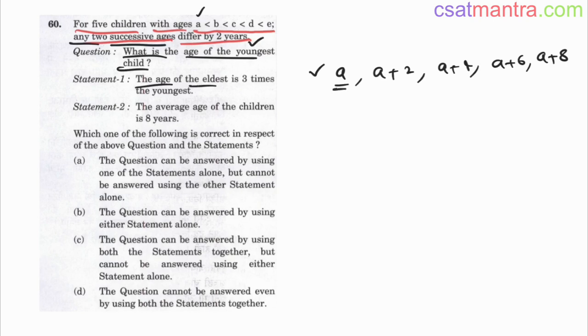The age of the eldest is 3 times the youngest. A plus 8 is 3A. So 2A is 8, A is 4. We can answer this question using this statement.